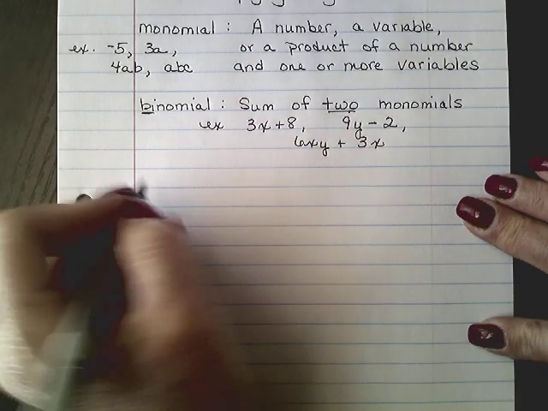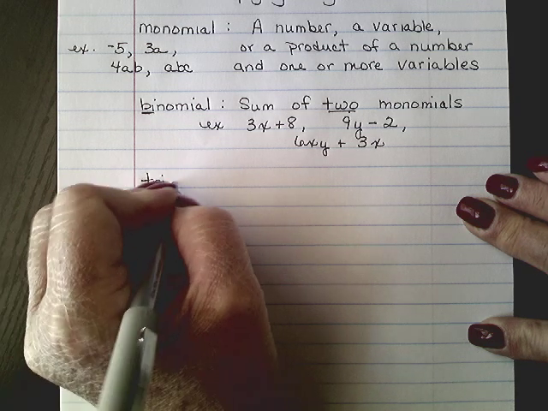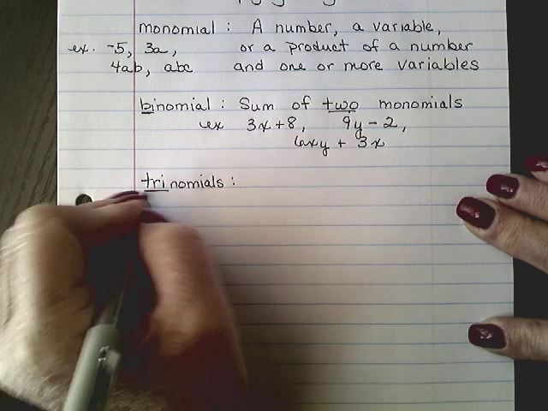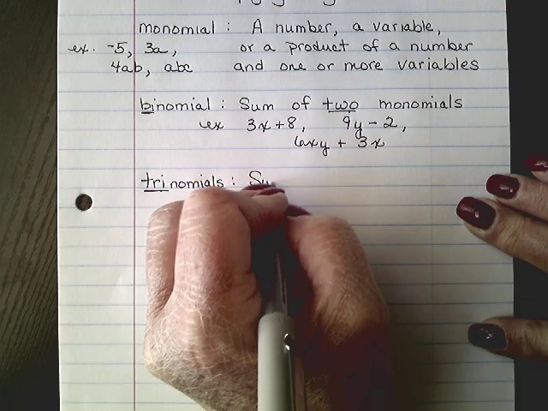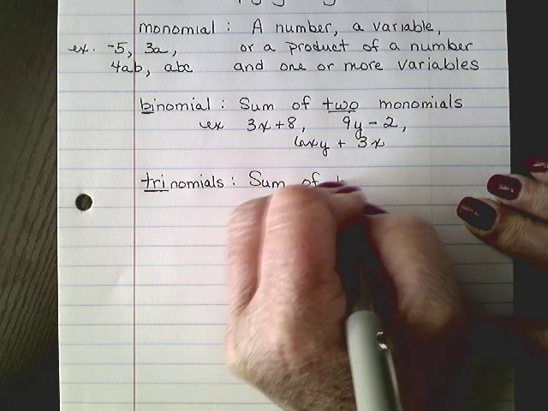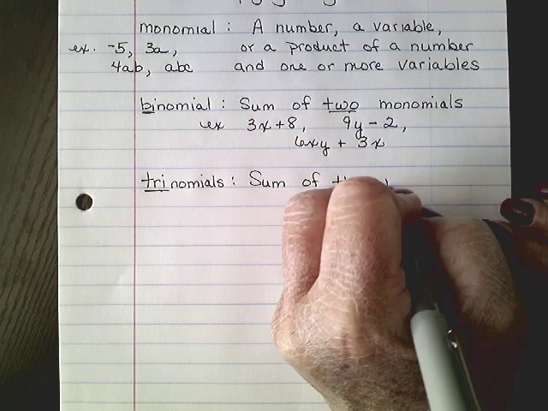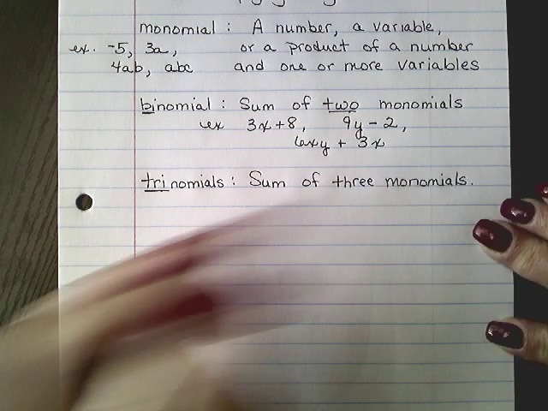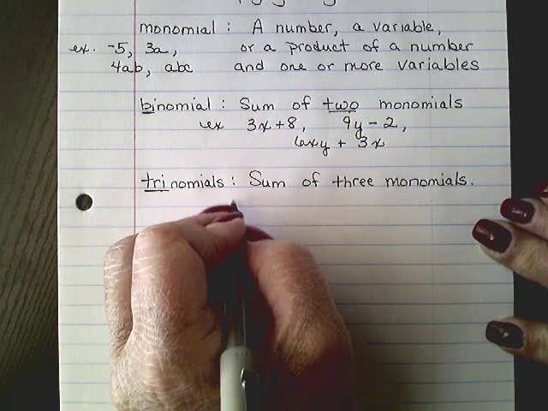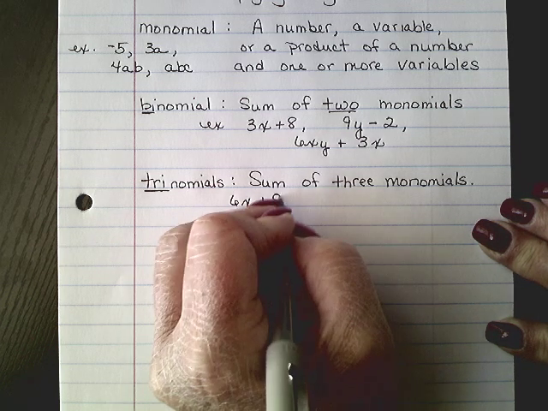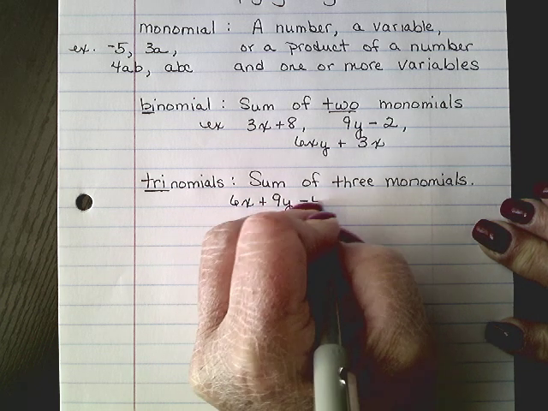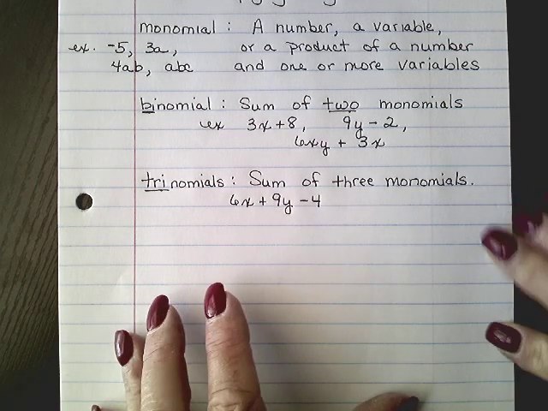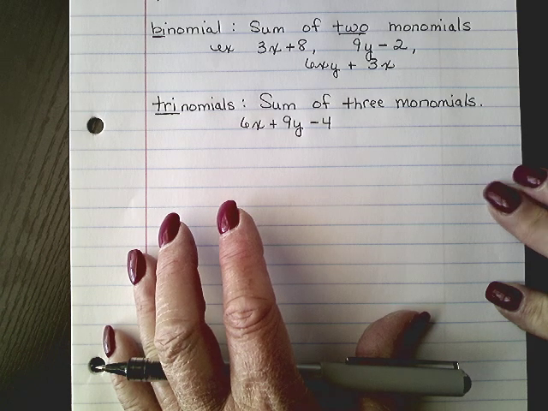And the ones we're also going to be working on today would be trinomials. Tri means the sum of three monomials. And what we're going to do today is multiply these. So that could be 6x plus 9y minus 4. Trinomials, 1, 2, 3.